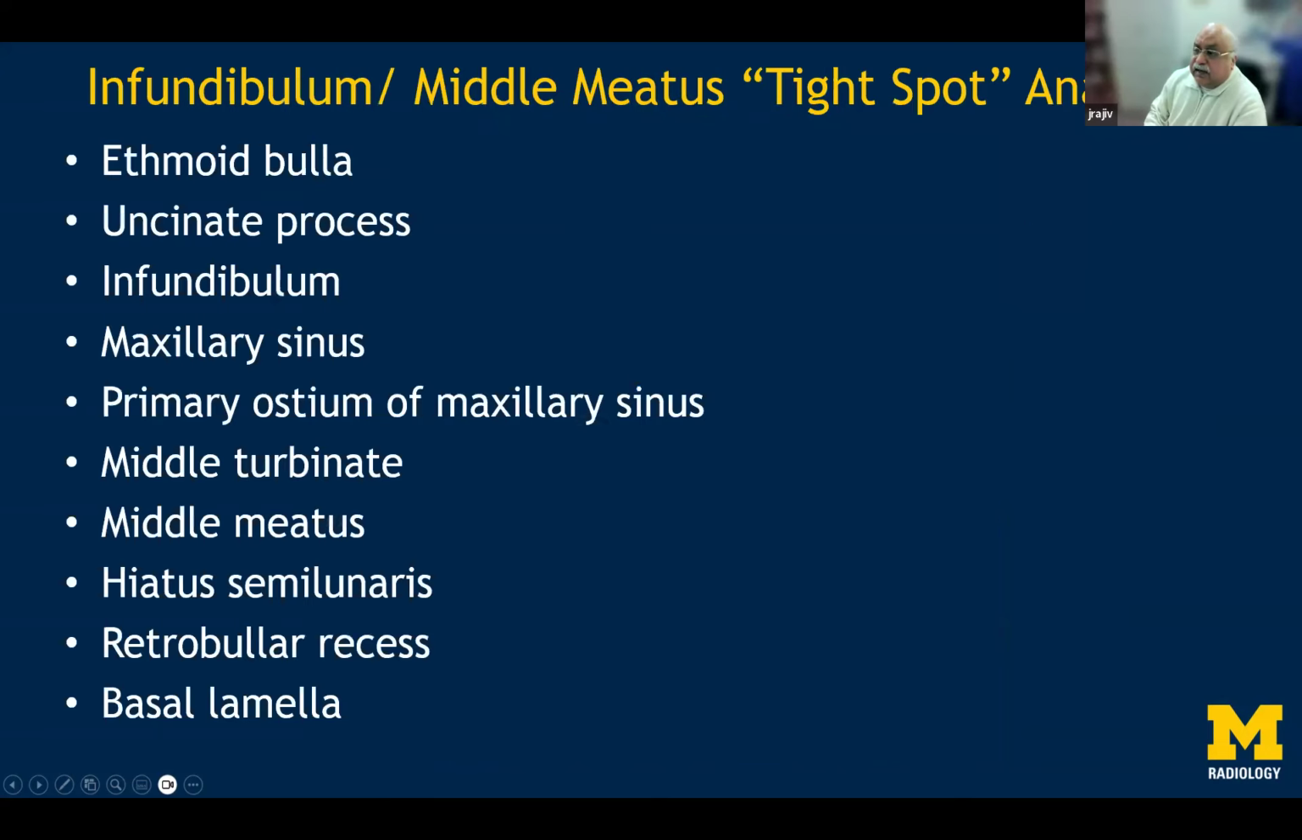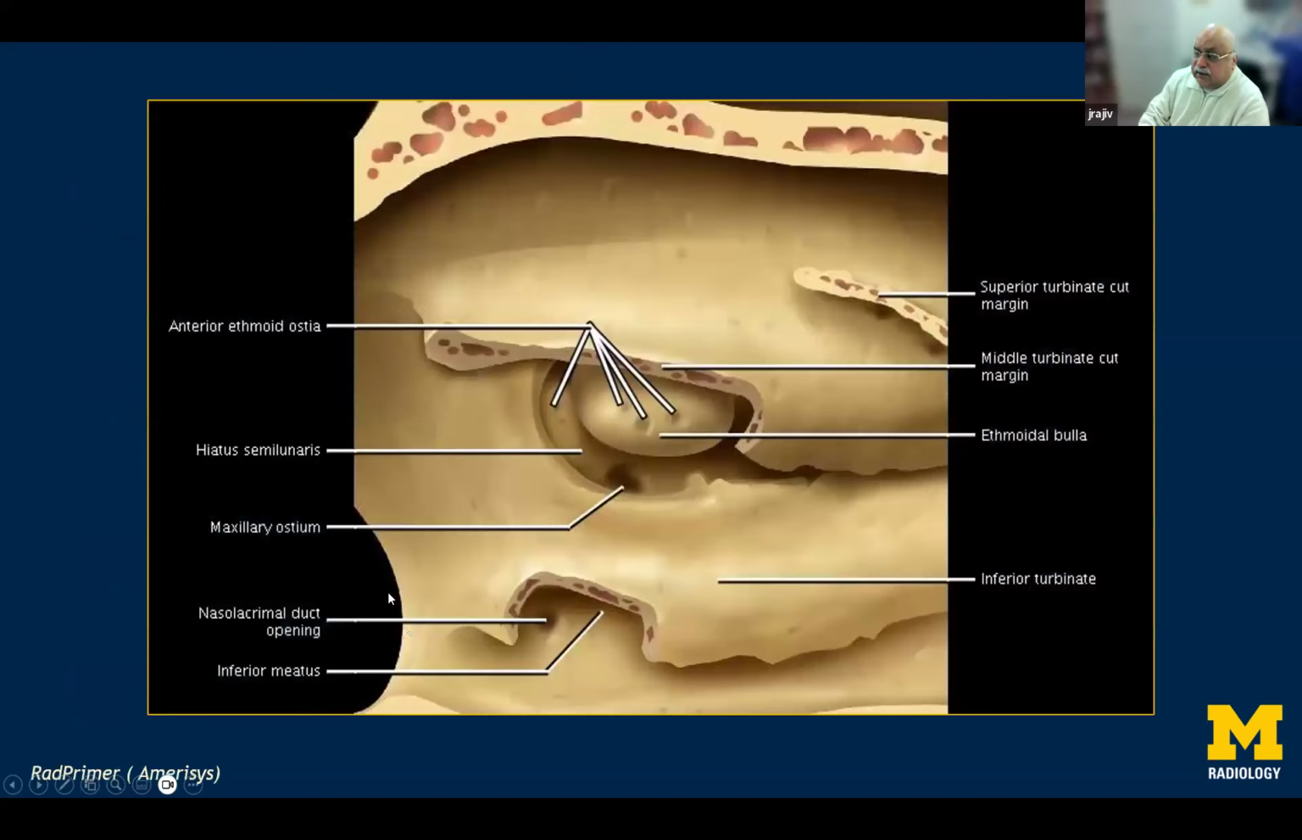Coming to the next narrow position, the infundibulum or the middle meatus tight spot. Here, the structures of importance are the ethmoid bulla, the uncinate process, the infundibulum of the maxillary sinus, the hiatus semilunaris, the retrobulbar recess and the basal lamella, some of which we have already discussed in the previous study.